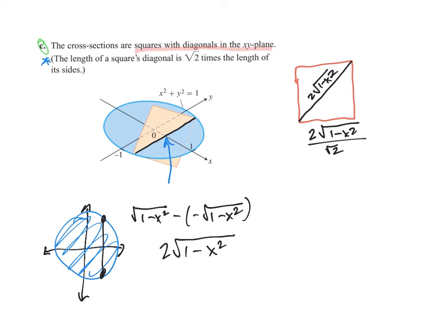Now, hopefully you can do this math in your head, but 2 divided by the square root of 2 is actually just the square root of 2, square root of 1 minus x squared. That's how I'm going to write it.